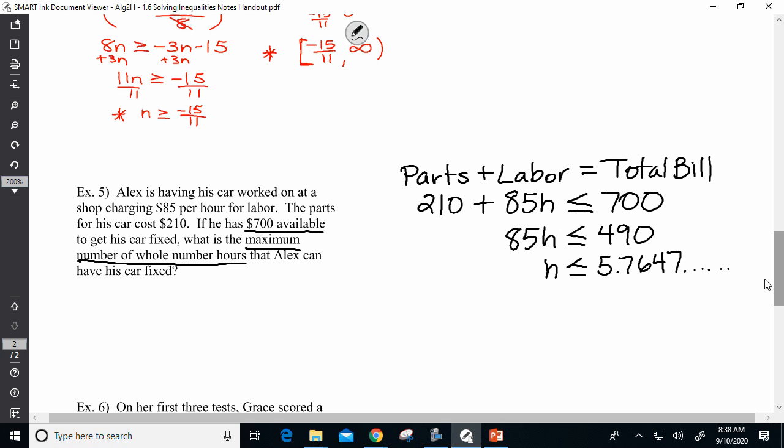That means if he works on it for 5 hours, I'll be less than $700. If I ask them, can I work on this for 6 hours, that's going to be $720. I don't have $720, I only have $700. So your answer is H has to be less than or equal to 5 hours. The maximum number of hours that he can have his car worked on is 5. Any questions on how we arrive at 5 instead of the 5.76 number?